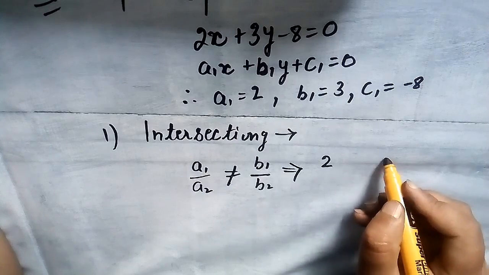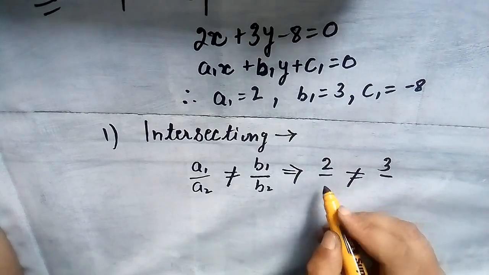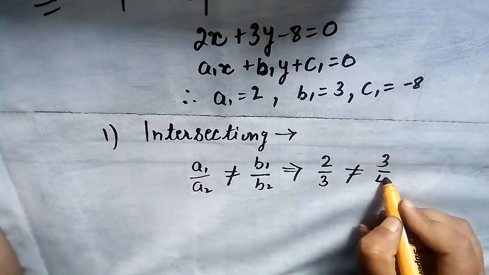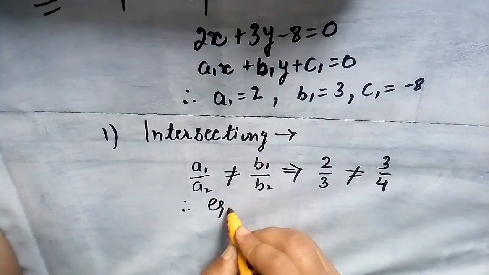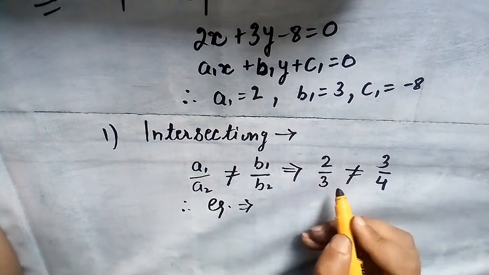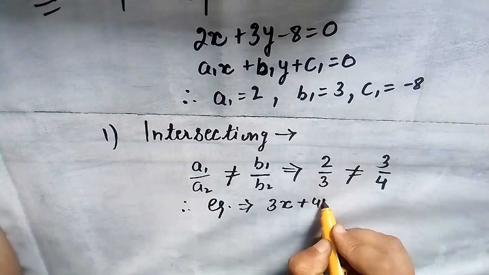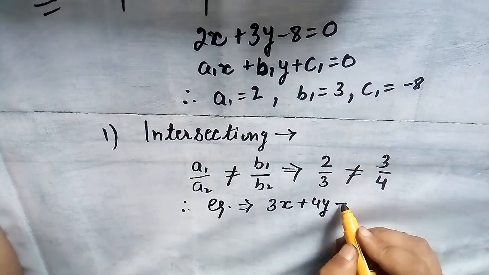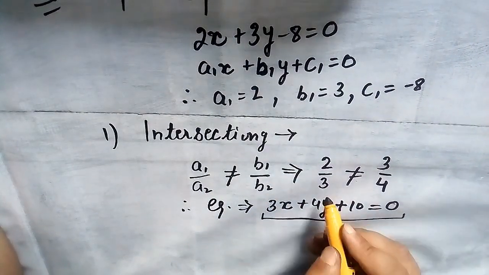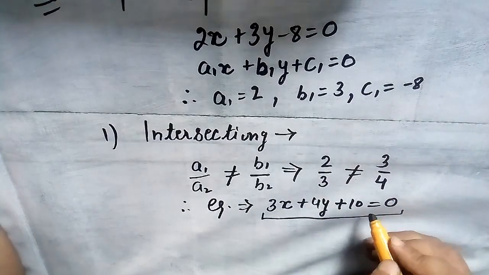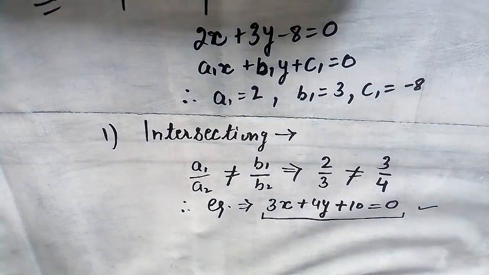Remember, we have to write not equal to between them. Now in the denominator, replace the values in such a way that the ratio is not equal. So I am replacing 3 and 4, and now my equation will become a2 is equal to 3, so 3x plus b2 equal to 4, so 4y plus, write any other number, I am writing 10, equals 0. So this is my second equation, which is forming intersecting lines with the first equation.